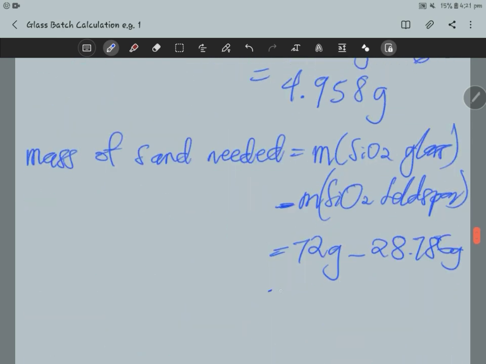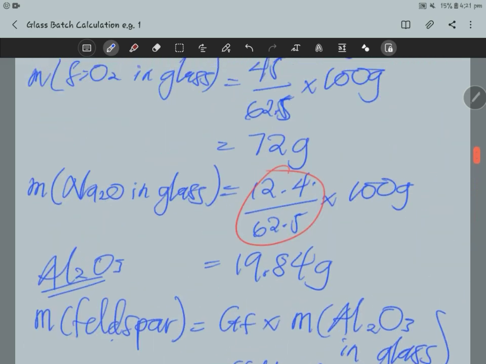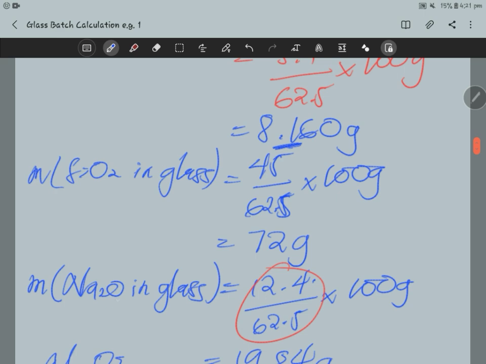Yes. So that'll give us the mass of sand, which is a raw material that we must add, right? So that's 72 minus 28.786. That's about 43.214 grams. So this is the amount of raw sand, which is a raw material that we must add, right? So now we know the amount of feldspar that we must add, the amount of sand that we must add. The next thing is to find the amount of what?